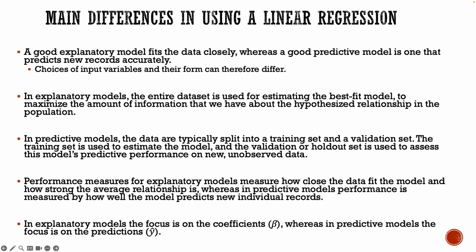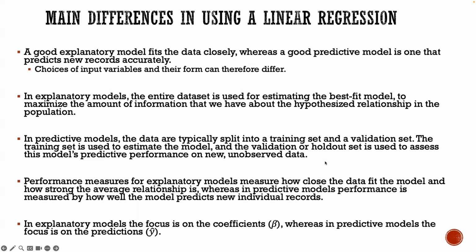Now, in explanatory models, we typically use the entire data set because we want to capture the essence of the whole data set and create a linear model which captures whatever is going on in the data. And the objective is to find the best fitting model, and we can then use the hypothesized relationship between the predictor and the dependent variable and make assessments of how strongly associated they are. In predictive models, we don't use the whole data. We split the data into a training set and a validation set, like I mentioned earlier. The training set is used to estimate the model. The validation set is used to assess the predictive performance of the model.